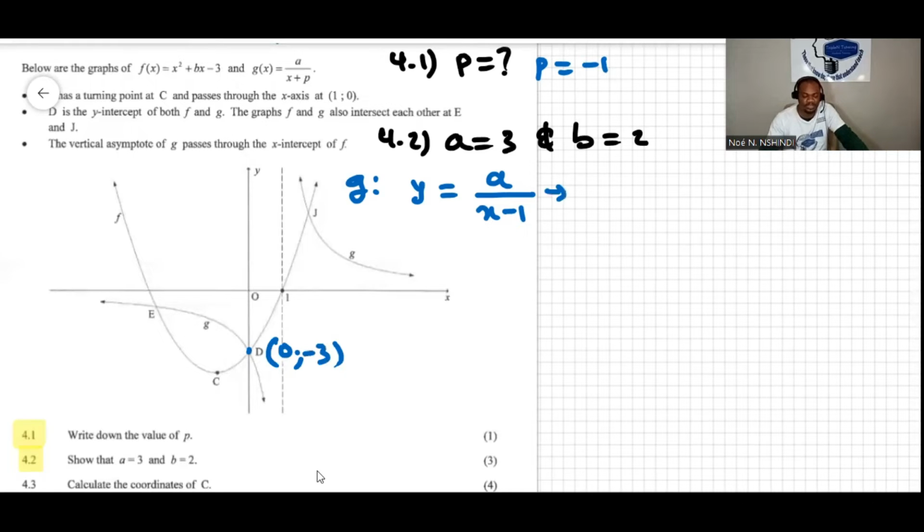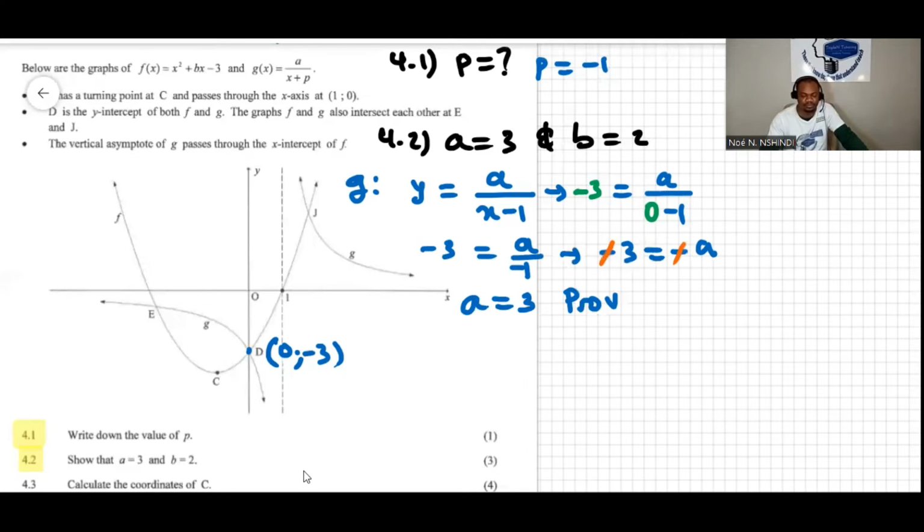Over here, this would be -3 equal to a over 0 minus 1. Then -3 will be equal to a over -1. That means -3 equals -a, and then we can just drop the negative signs on both sides, and we've proven a is equal to 3. So a equals 3, proven.